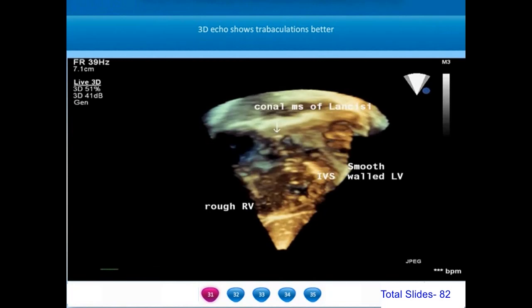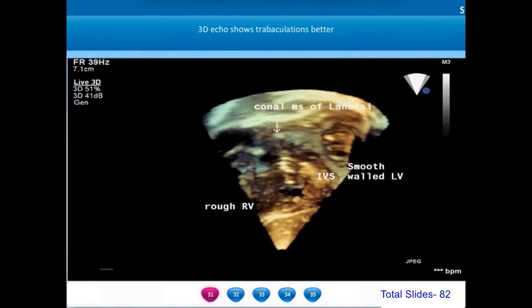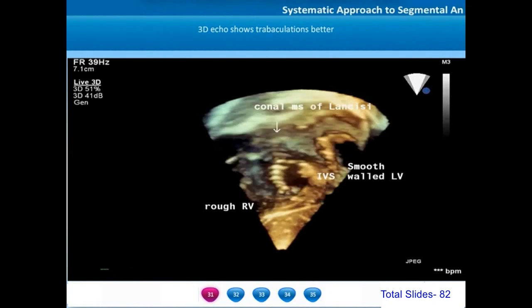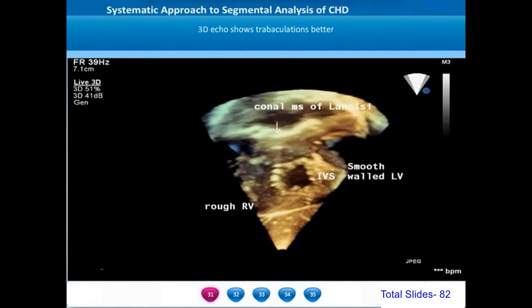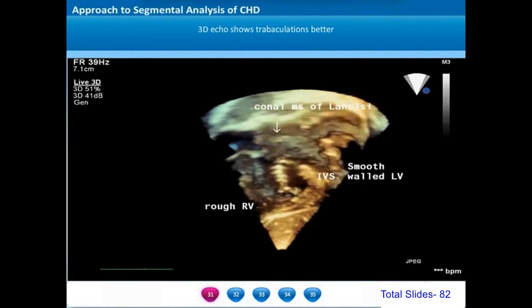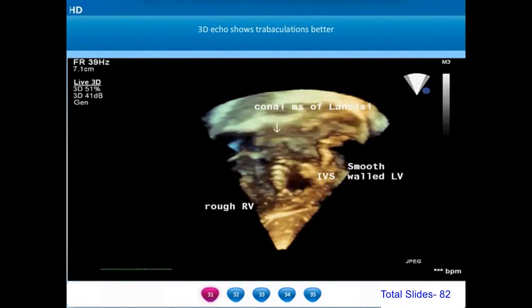The ventricle on the right side of the screen has got a smoother endocardial surface. So this will represent the smooth-walled left ventricle. We can appreciate the trabeculations better on three-dimensional echocardiogram.